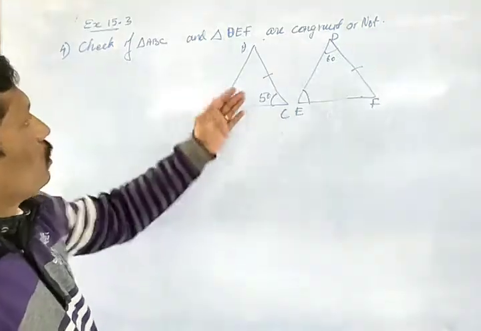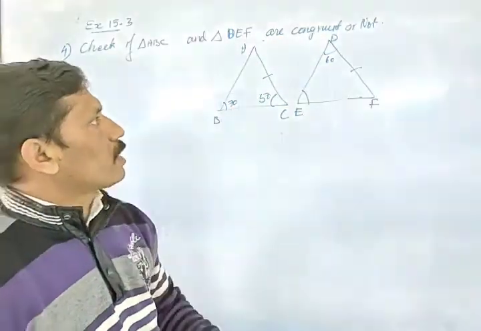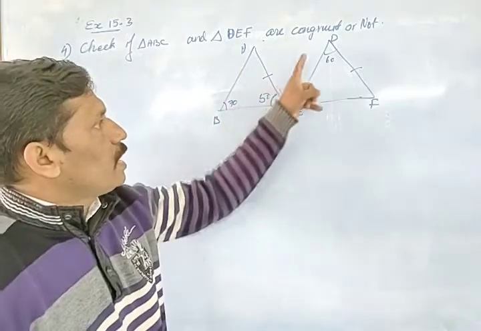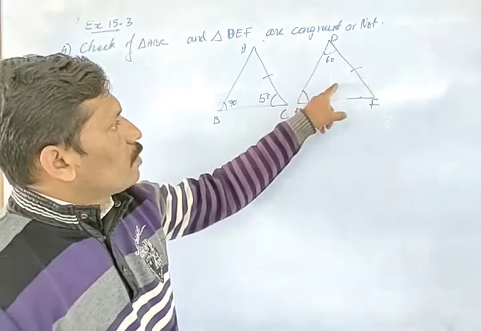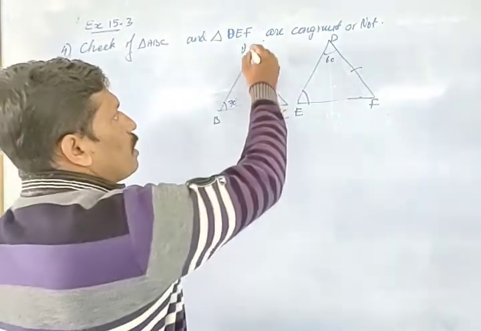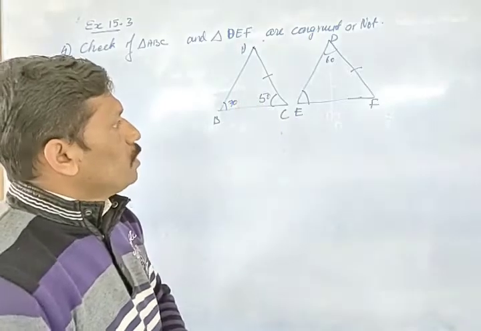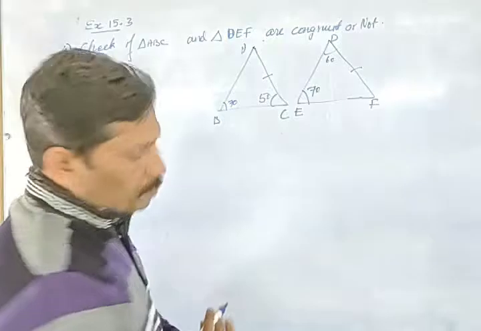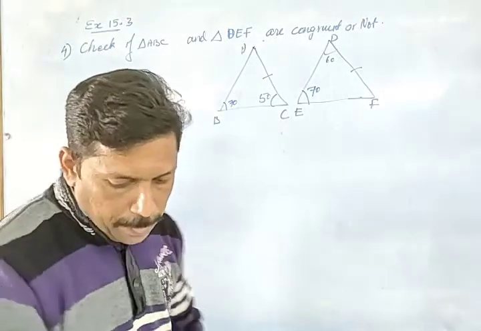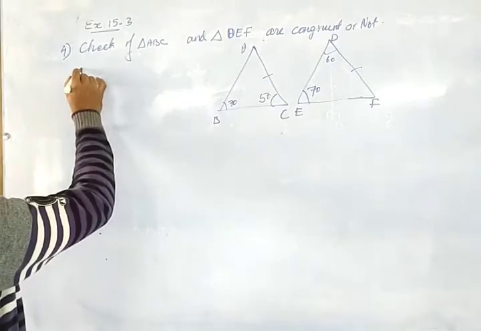In this question, check if triangle ABC and triangle DEF are congruent or not. So here both sides are equal, but the angle is not given. We want to find out this missing angle, in both triangles. So here in the second triangle it is given 70. So we have to find out the missing angle in triangle ABC.